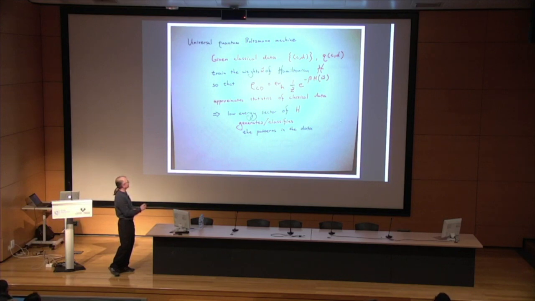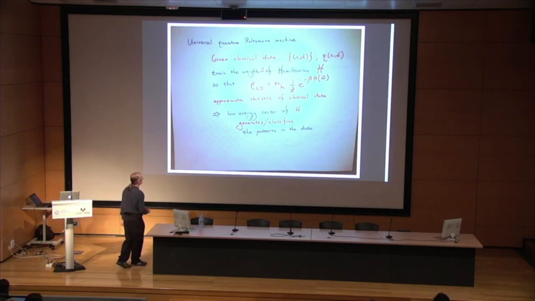Classifier data with classifier labels. Probabilities for this would be supervised learning. Of course, we can use this for unsupervised learning as well. We want to train the weights of our Hamiltonian so that our Boltzmann distribution, or even the ground state of the system, approximates the statistics of the classical data. So our low energy sector of this Hamiltonian generates and classifies the patterns in the data.